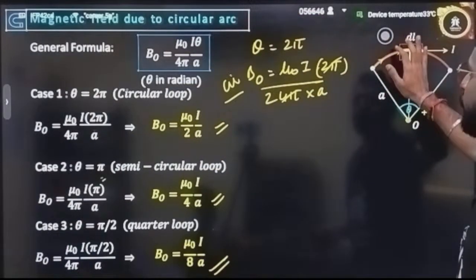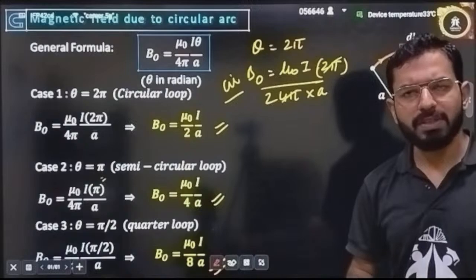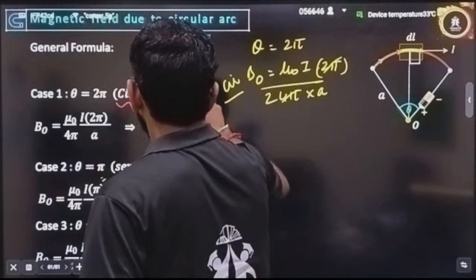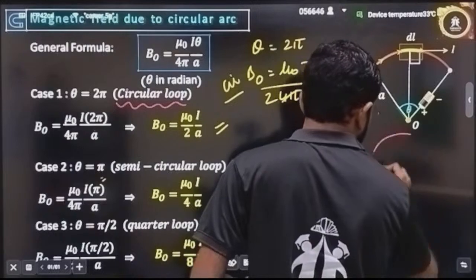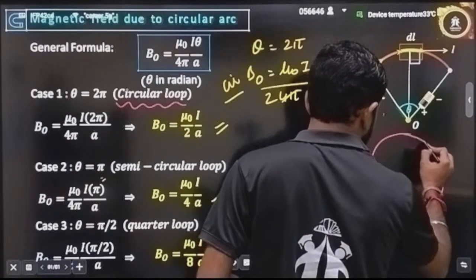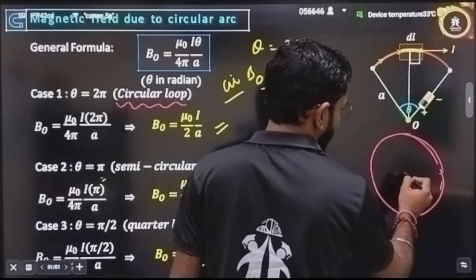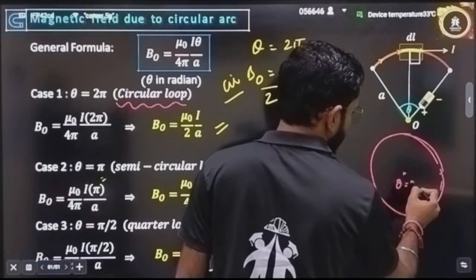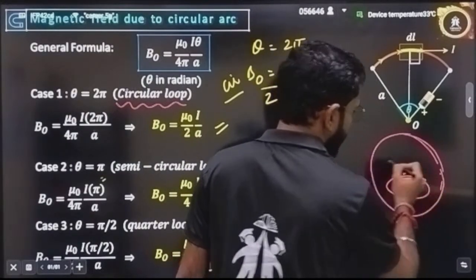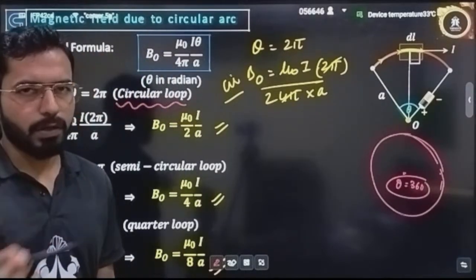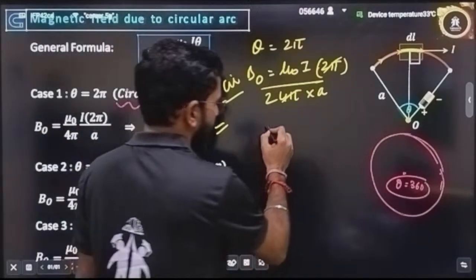Let's suppose you have to calculate the magnetic field due to a circular loop. A circular loop is also a kind of arc, but it is a fully subtended arc. Tell me, due to this complete arc, how much angle is subtended at the center? Can I say it is 360 degree? Of course. What is the angle at the center due to a complete circle? 360 degree.